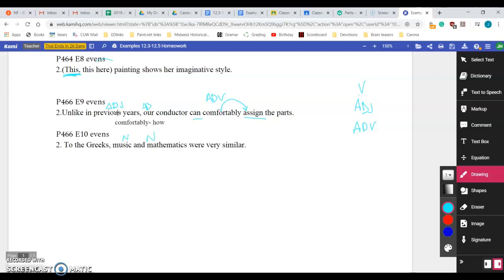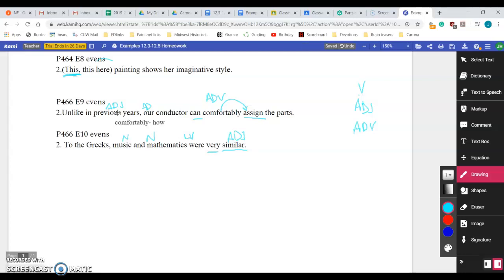We have were, which is actually our verb. In this case, it's actually a linking verb. And we have similar over here. Similar, in this case, is describing music and math. So that would make that an adjective, so we don't have to worry about that. But we do have the word very. Very is one of these things that we call an intensifier.